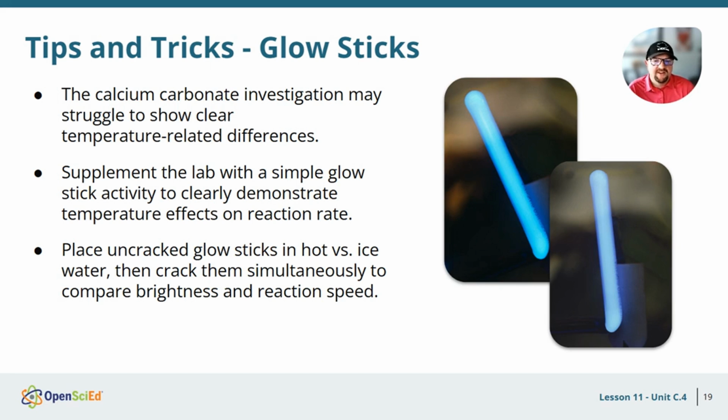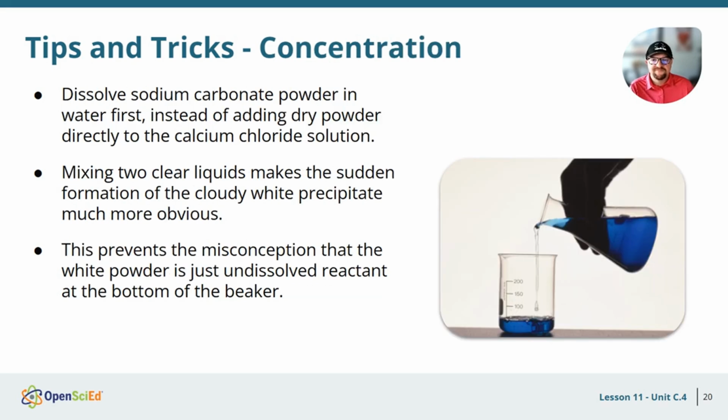Sometimes the calcium carbonate temperature trials can produce subtle visual differences that are tricky or even not possible to time precisely. If you want a quick, high-contrast way to reinforce the effect of temperature on reaction rates, something that helps is bringing in a simple glow stick demonstration. I have students place the uncracked glow sticks in hot water versus ice water and then snap them simultaneously. The dramatic difference in brightness and reaction speed gives them an immediate, memorable visual for how thermal energy speeds up chemical reactions.